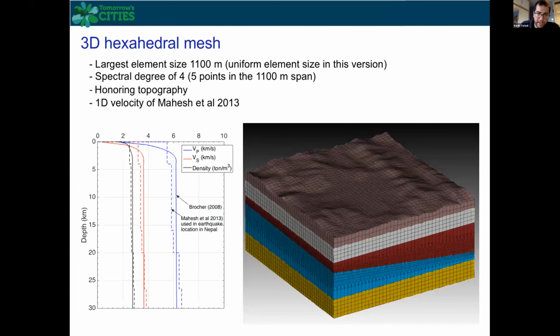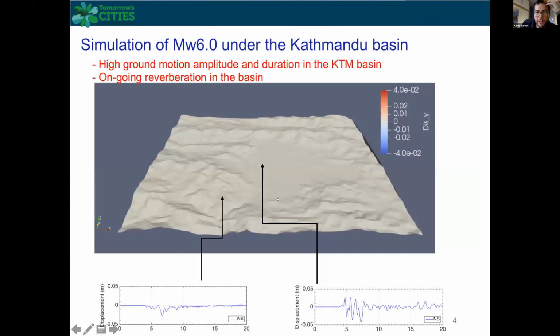model, and topography of the region has been considered through the SRTM database. The 1D velocity model for the crust layer has been considered based on Mahesh et al. 2013, which has been used extensively in Nepal for earthquake location assessments, but it's also consistent with what Brocher has presented for California. So these profiles have been utilized in the simulation.